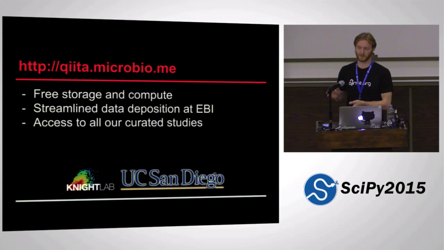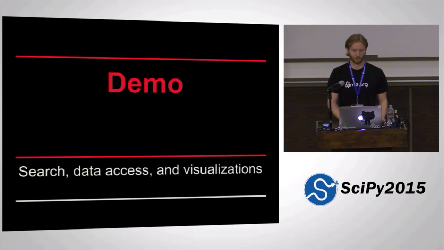One of the benefits of using a centralized system, and we recommend this one, is that you get free storage and computation on UCSD hardware, which is a nice feature. Also, as I mentioned, data deposition in public repositories can be a real headache, so we streamlined that process. Once you have it curated and approved by the moderators, it's a single click of a button to get it deposited onto EBI, and you get your accession number that you can then publish. Furthermore, you gain access to all the other public studies deposited on the system, so you can look at your data in the context of all the other public data. That's running on UC San Diego's hardware. So what I'm going to do right now is show you how you can do a meta-analysis on that live system.